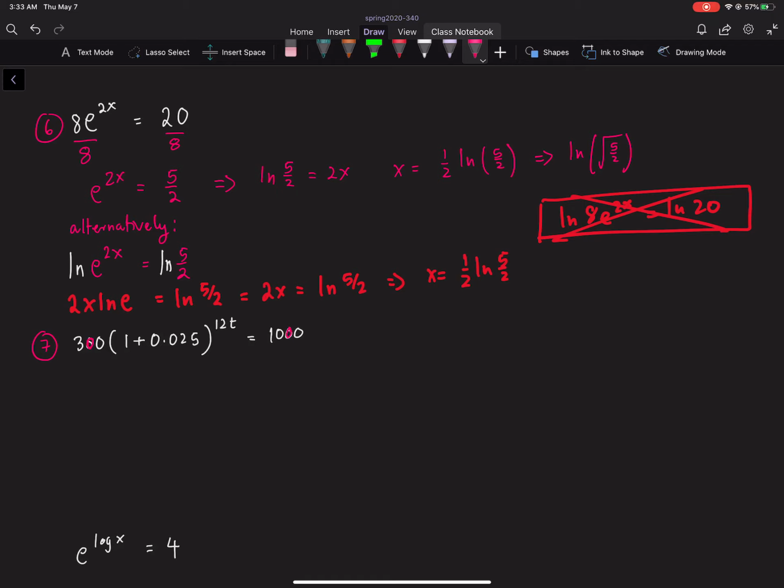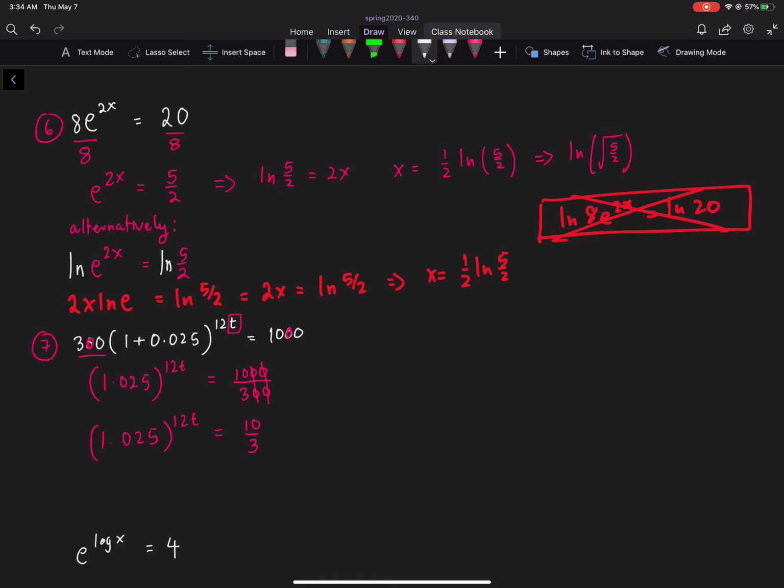So to solve for t, it's a power, but I've got to do a little bit of cleanup first so that I can switch everything to a what? To a logarithmic expression or function. So I first got to get rid of the 300. So I have 1.025 raised to the 12t is equal to 1,000 divided by 300, where you can cancel these two. And so you have 1.025 to the 12t is equal to 10 over 3.